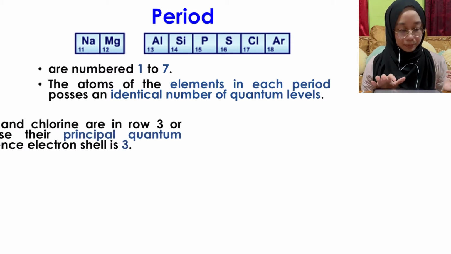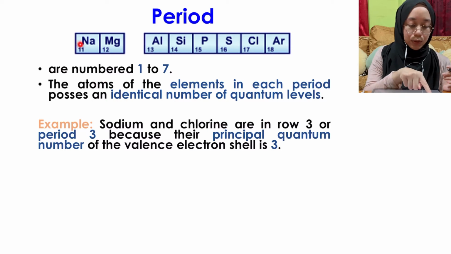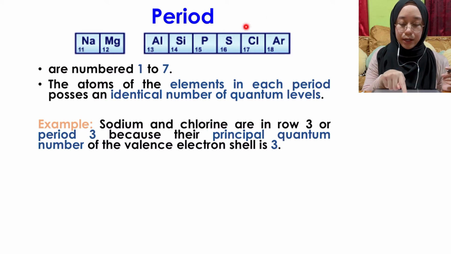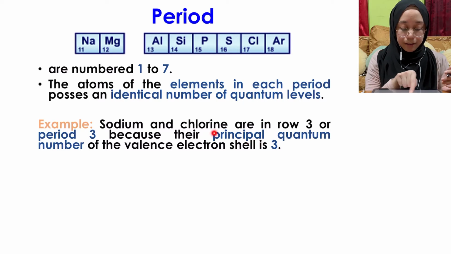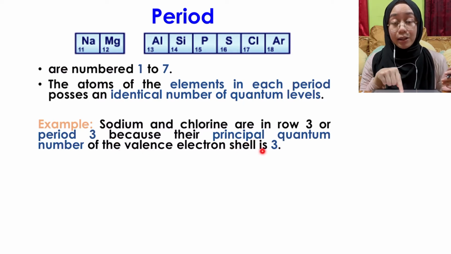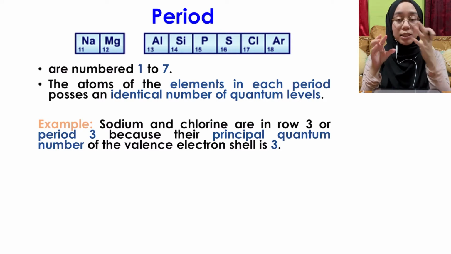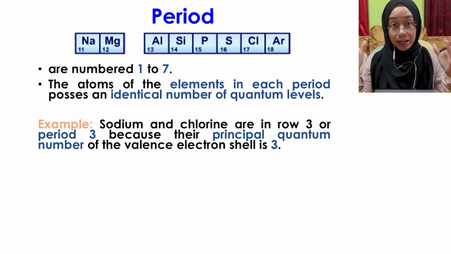Okay. So for example here, let's say we have sodium and chlorine. This one is sodium, on the far left, and chlorine is on the right side. They are in row 3, or period 3, because the principal quantum number of their valence electron shell is 3. So here, the focus is on the valence electron shell, which shell the valence electrons are in. Valence electron means the outermost electron.